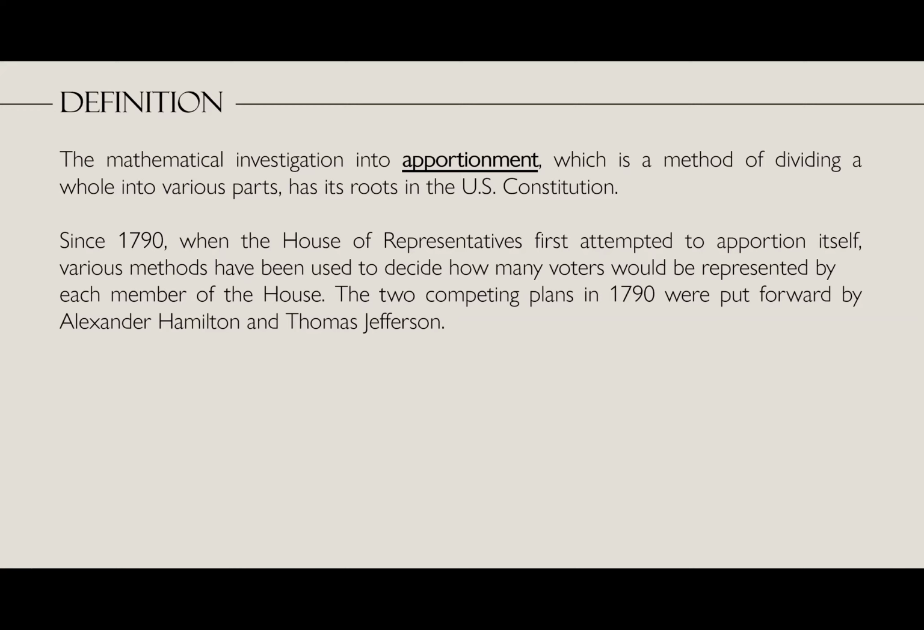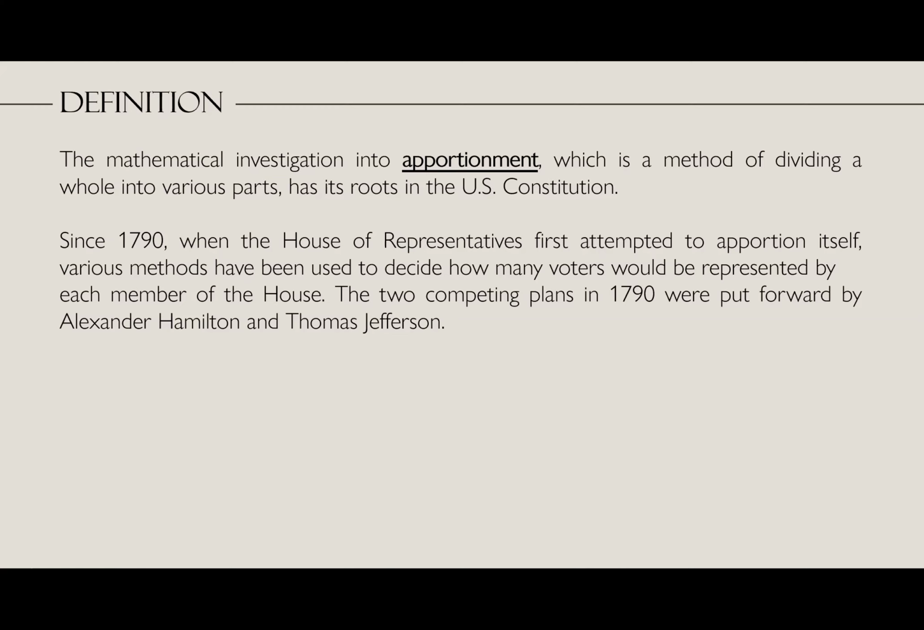So in 1790, the House of Representatives first attempted to apportion itself. And there were a lot of different ways that people proposed to apportion and decide how many representatives each state should get. Through all of this debate, two plans came out as forerunners. One was put forward by Alexander Hamilton, and the second by Thomas Jefferson. We're mainly going to focus on Alexander Hamilton's, but we are still going to reference Thomas Jefferson's method. So to really get into this, let's talk about a little bit of a scenario.